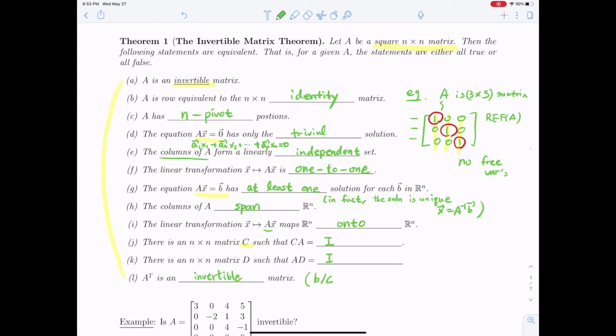This is because if A has an inverse, say B, then A times B equals the identity matrix. If you take the transpose of both sides, we get (AB) transpose equals I transpose. But the identity matrix is a diagonal matrix, so I transpose gives you I itself. And (AB) transpose equals B transpose A transpose. So A transpose has an inverse, B transpose. One thing you want to note is that all these statements are equivalent only when A is a square matrix, or n by n matrix.